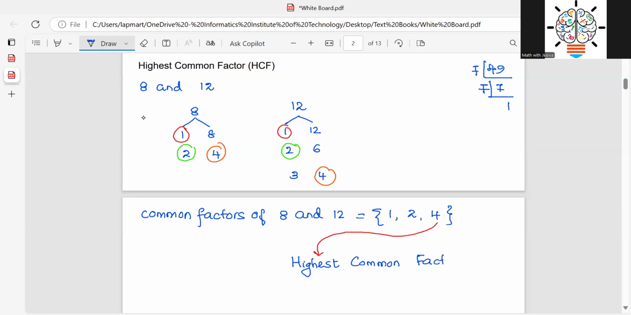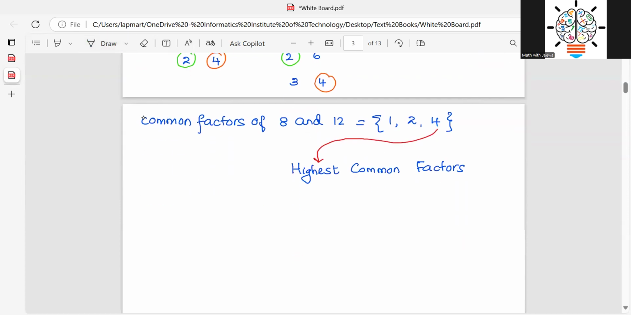Whatever the two numbers, sometimes they might have given you 3 numbers, it doesn't matter. Whatever it is, you just write the factors like this and you circle the common factors and you list down the common factors inside a curly bracket. And out of these, whatever the last digit you are writing, that is the highest value, will be the highest common factor. I hope it is clear.